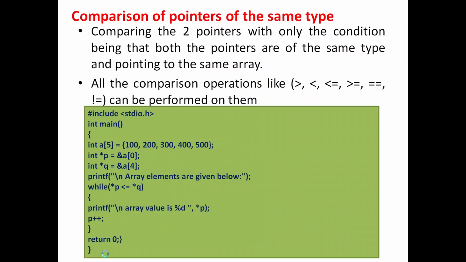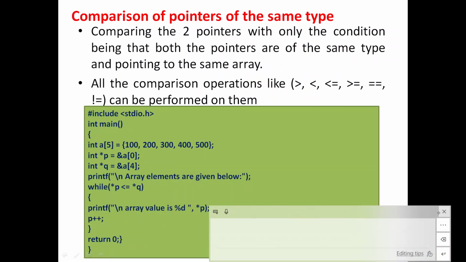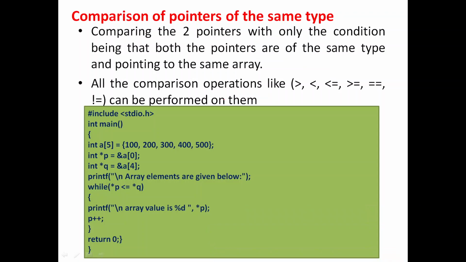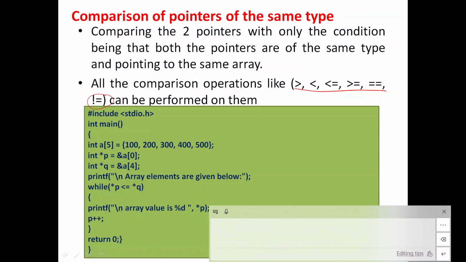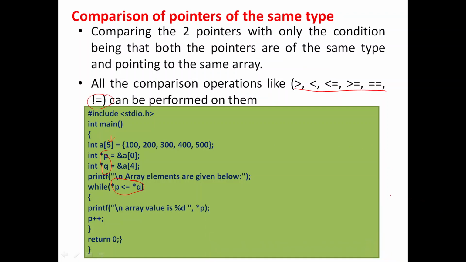The last one is comparison of two pointers. We know these are the comparison operators: less than, greater than, less than or equal to, greater than or equal to, equal to, and not equal to. We can use these operators with pointers. In this example, p and q are pointers to the array A, so we can compare these two pointers using the comparison operators. This is possible for pointers of the same type.